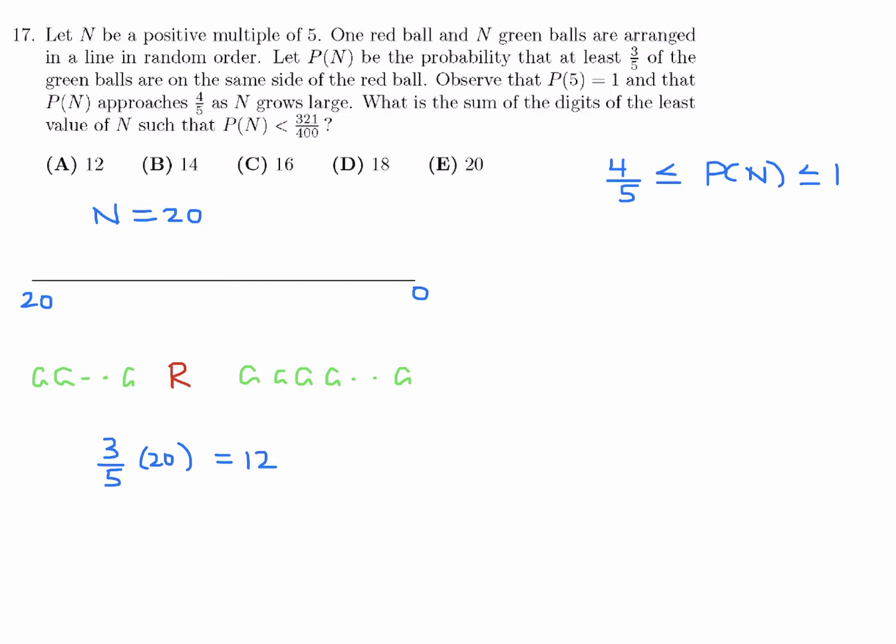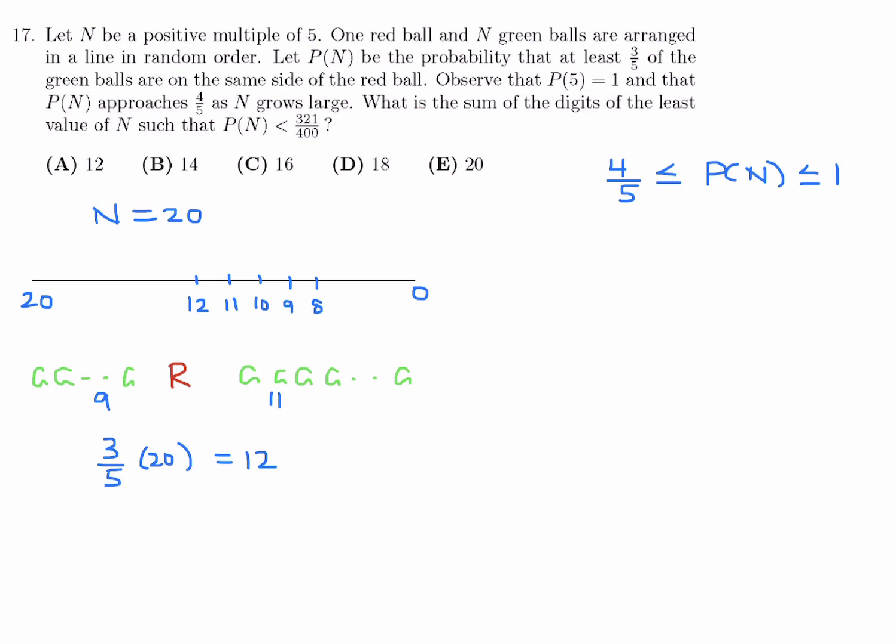So what is a scenario that would not work? 12 works, right? If 12 is on one side. 11: if you have 11 on one side and 9 on the other, that does not work, because now not at least 3/5 are on one side. At least 12 have to be on one side. Another scenario that doesn't work is 10. Another scenario that doesn't work is 9. But once you get to 8, it starts to work.